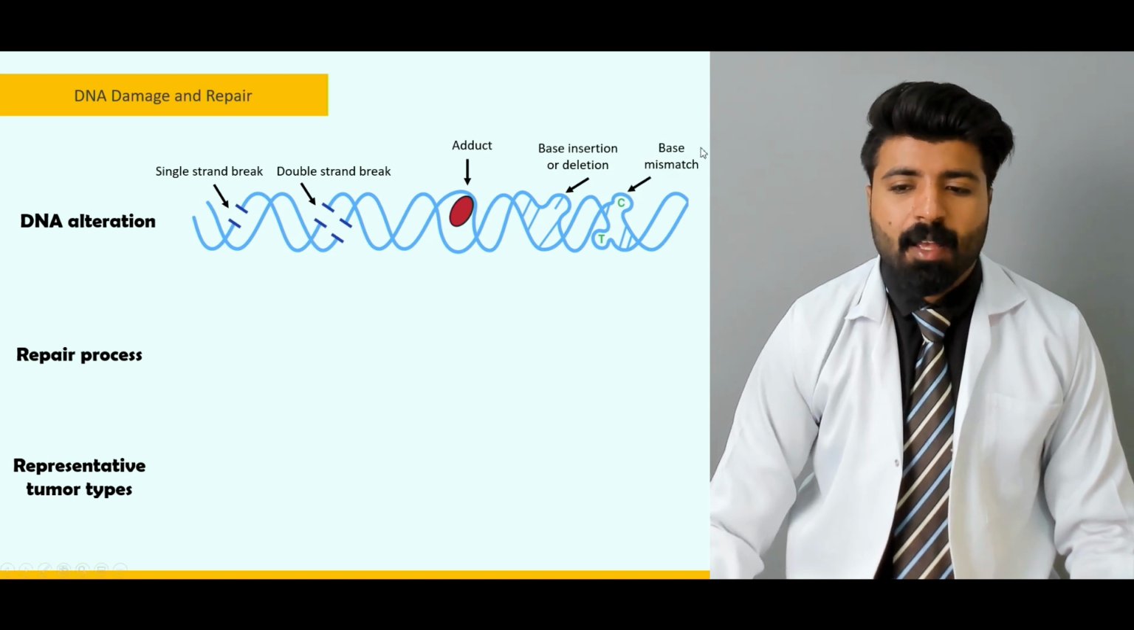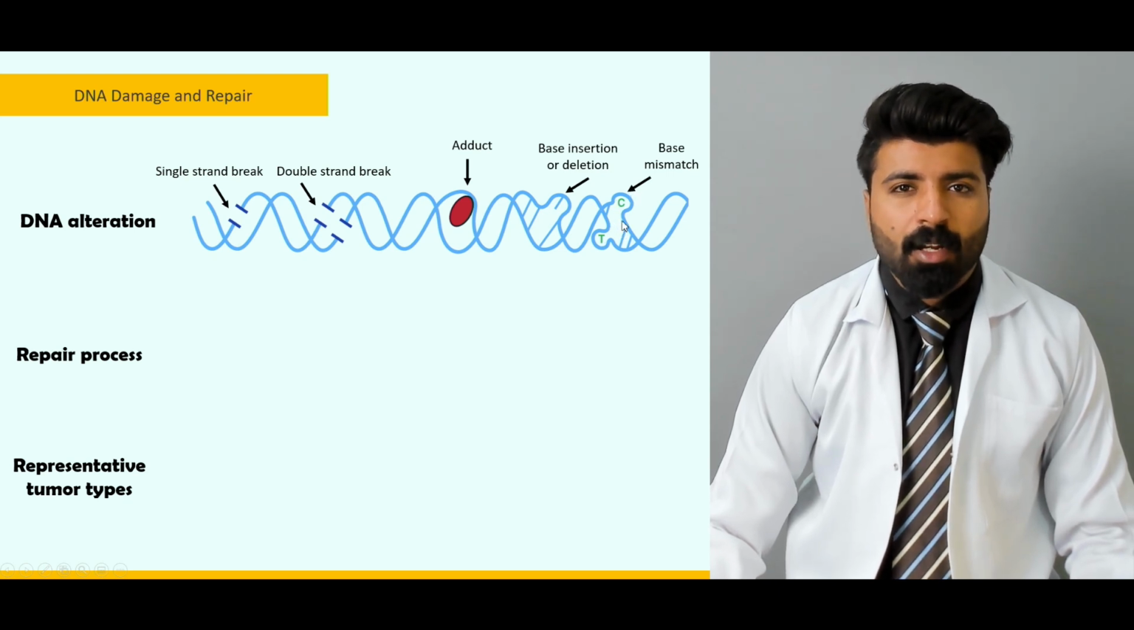Then we have base mismatch. You can see there's C and there's T. So the bond won't form. Why? Because we talked about how adenosine and T will make a bond. On the other hand, C and G will make a bond. Whenever there's T and C in front of each other, they cannot make a bond. So base mismatch will happen. It's a mismatch, so they won't connect.